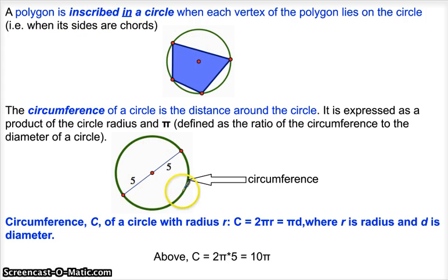Circumference, I tried to highlight it here and make it dark. It's the circle itself, but when we use the word circumference, we're talking about the length of that. So the length of this green thing is the distance around the circle.